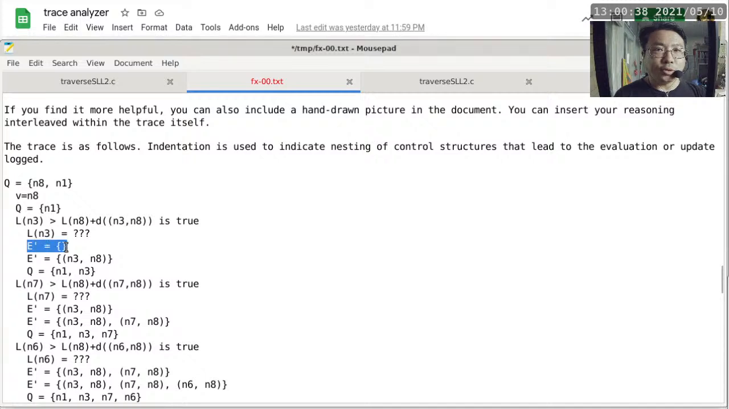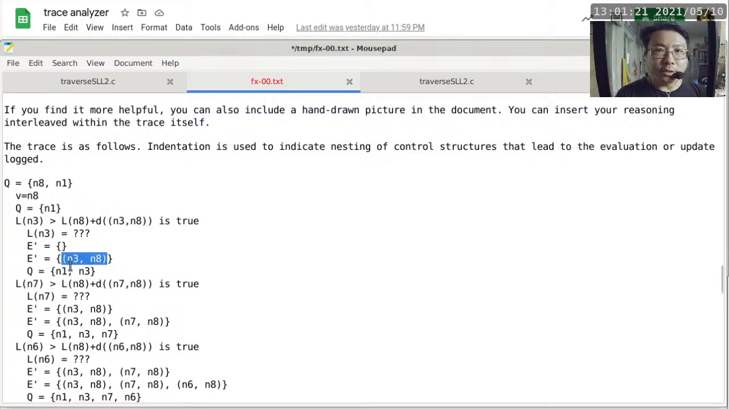E prime is first modified by removing everything that has N3 as the start vertex of an edge, and then we add the edge from N3 to N8 in this case, because N8 is V, so we are basically backtracking to what vertices can go to vertex V. So in this case, the edge that we're considering is N3, N8. This is crucial because it tells us there is an edge N3 to N8. That's why it is important, and this is where we put the edge into E prime.